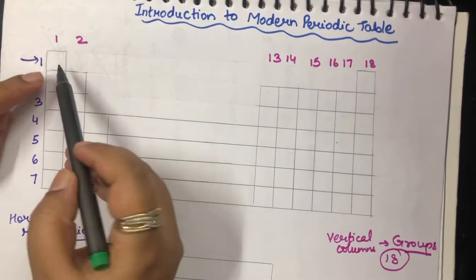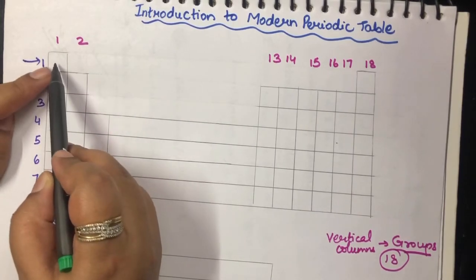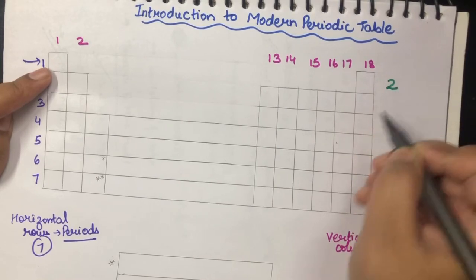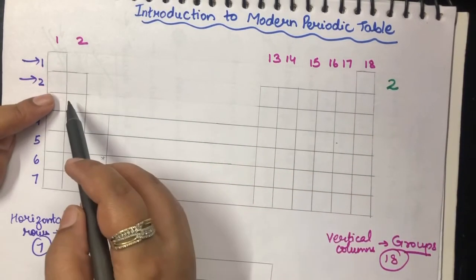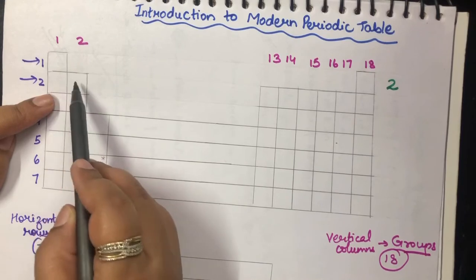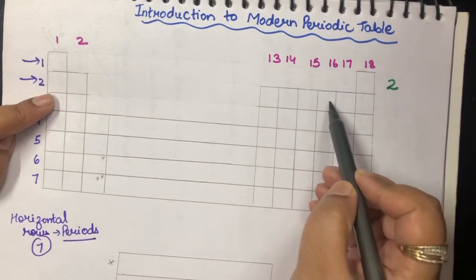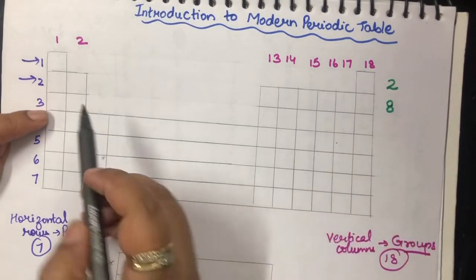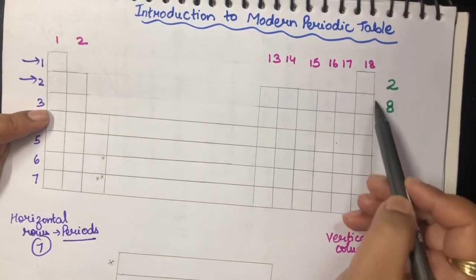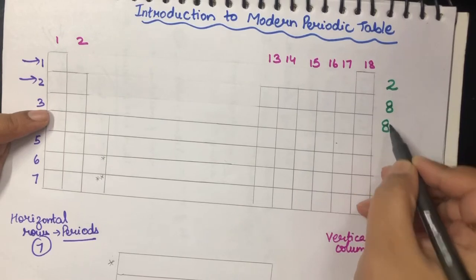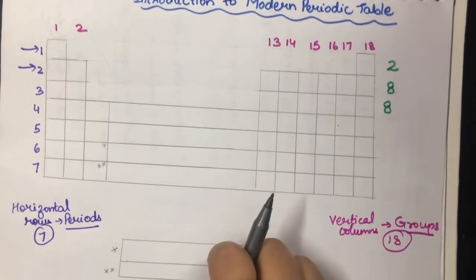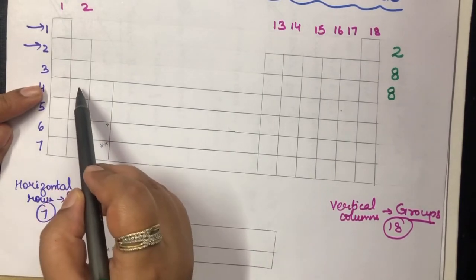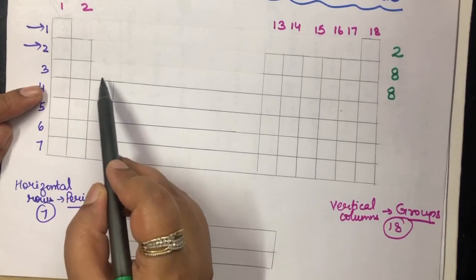If you can see here, the very first period has one element here and the other here. So how many elements are present in period 1? There are 2 elements. If I talk about the second period, there are 1, 2, 3, 4, 5, 6, 7 and 8. So in the second period we have 8 elements. The third period is exactly the same as the second one, so it also has 8 elements.